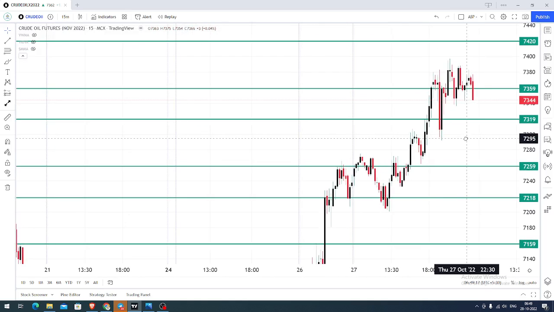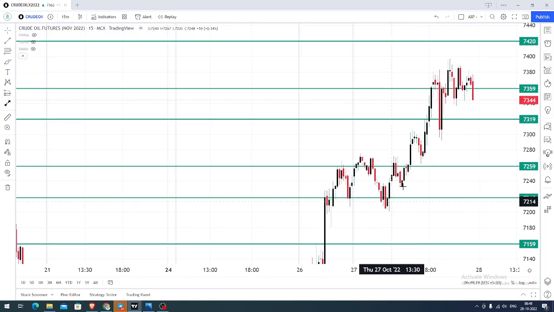What we can do for today? Yesterday, we could see slowly, steadily the low was increasing and it was dominated by the buyers. Today, you can expect the market to open somewhere within the range of 7,280s and 7,260s. Within this range, you can expect the market to open.